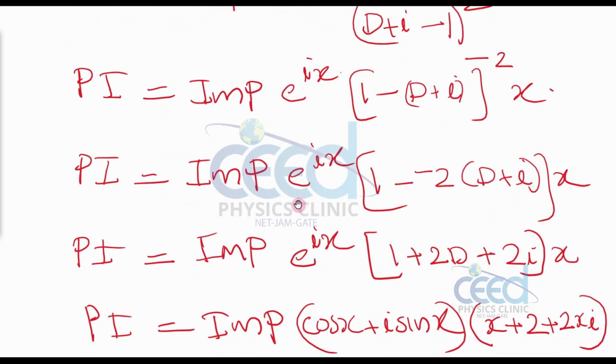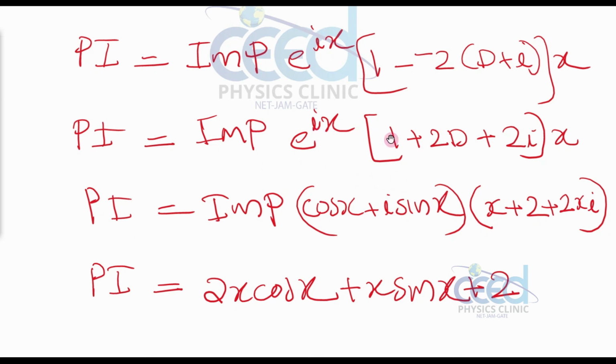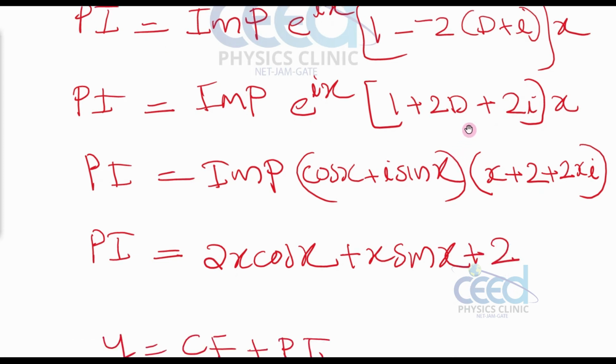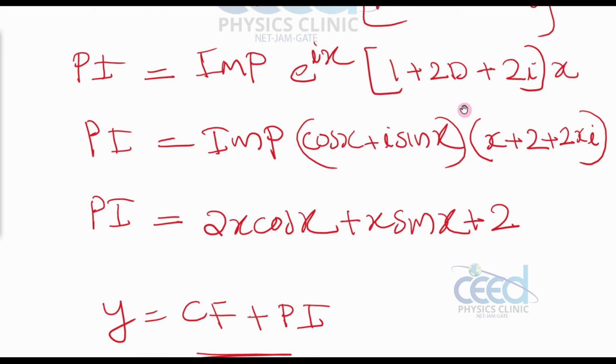Now I am expanding this using the binomial theorem. Imaginary part of e raised to ix, into 1 minus n times (d plus i), where n is minus 2, with x outside. That is the imaginary part of e raised to ix into (1 plus 2d plus 2i) into x. Now I am multiplying this x in. So e raised to ix I can write as cos x plus i sin x, into, multiplying x into 1, and x on differentiation gives 1, so 2 here and 2ix here. Now the answer is the imaginary part of this entire expression.